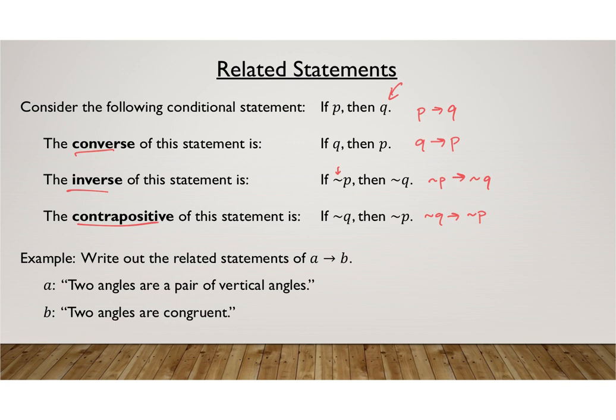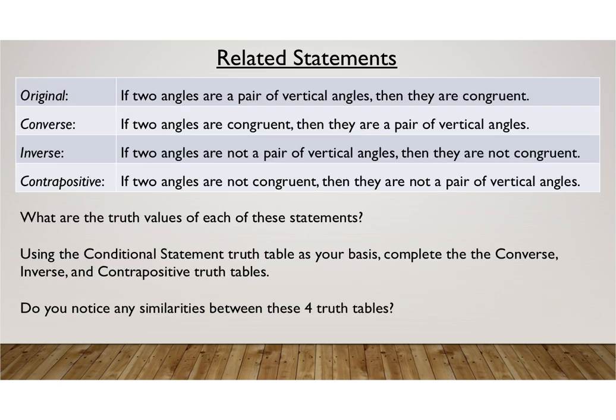Go ahead and pause the video and do the example down below. How'd you do? Make sure you check your answer with mine, and we will move on. Now, taking that statement from the last slide, I'm going to put it in this chart. So here is my conditional. If 2 angles are a pair of vertical angles, then they are congruent. Remember that this is our hypothesis, P, and then this is our conclusion, Q.